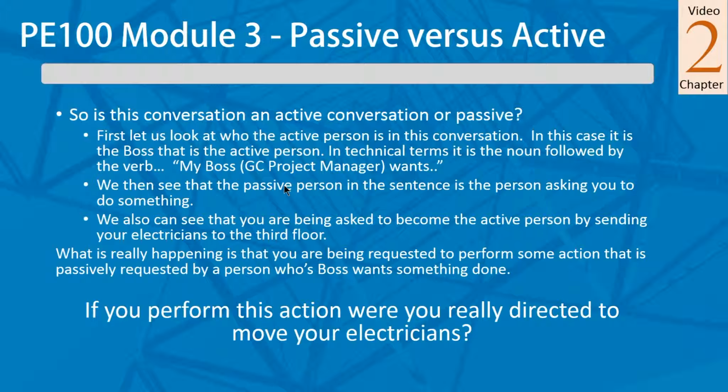So the answer in this case is that if you were passively asked to do something, then it becomes your choice if you decide to do it or not. In the event that this action causes problems upon execution, can you really state that you were directed to perform this change? Well, you could say, yeah, that project engineer told me to go do it. Well, no, he didn't really do that. He asked you to do it on behalf of his boss. He didn't tell you to go do it. He didn't direct you to go do it.